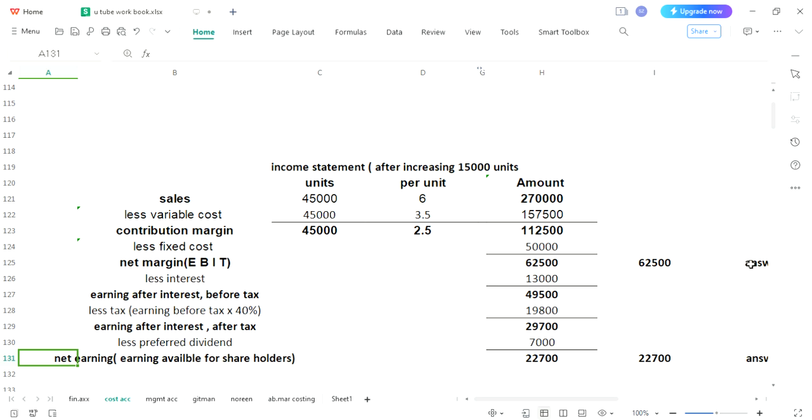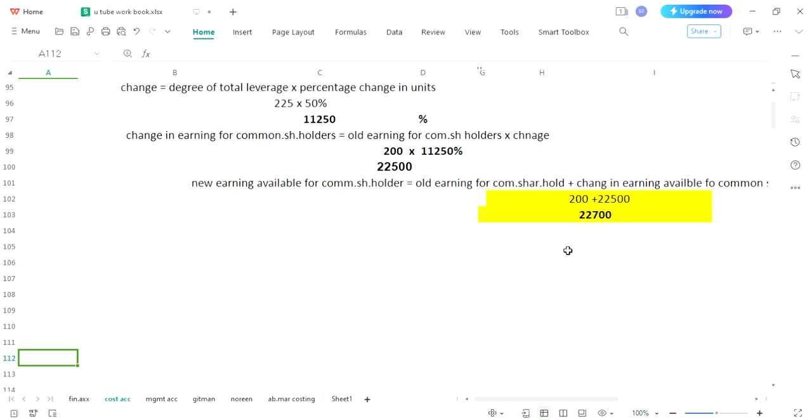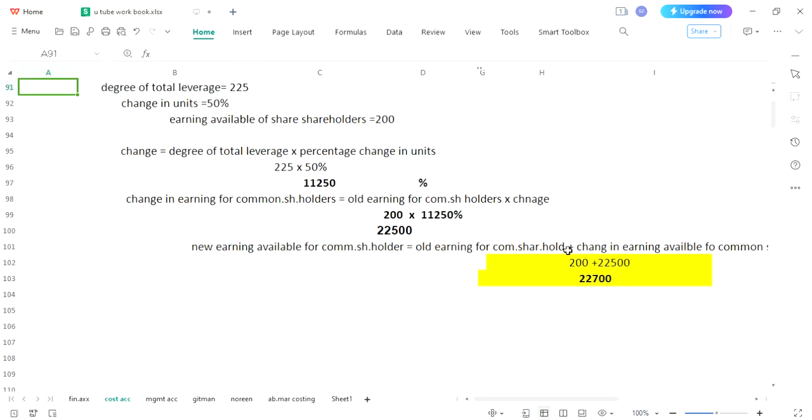With degree of operating leverage, you can predict EBIT. With degree of total leverage, you can predict your net earning or earning available for shareholders. You do not even need to make your statement. With these small formulas, degree of operating leverage and degree of total leverage, you can predict your future incomes. So in this way, we have proved that these leverages are very helpful in calculations.